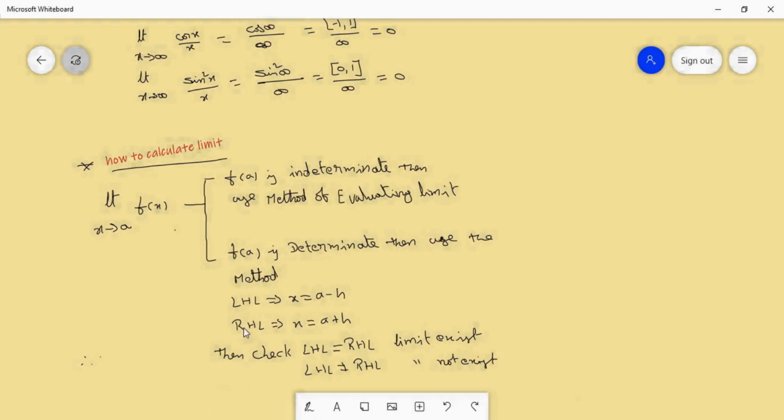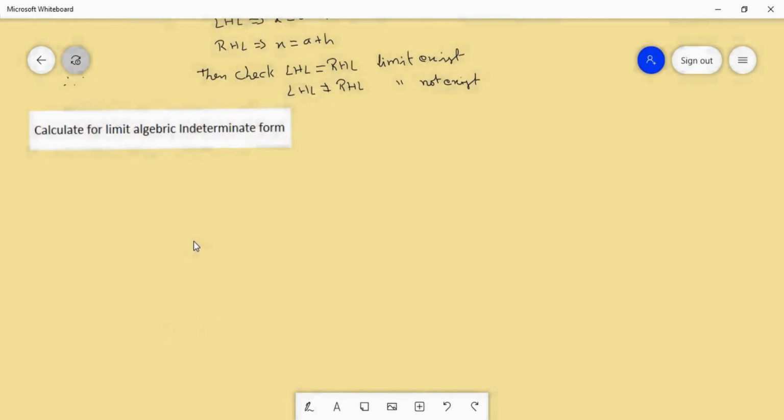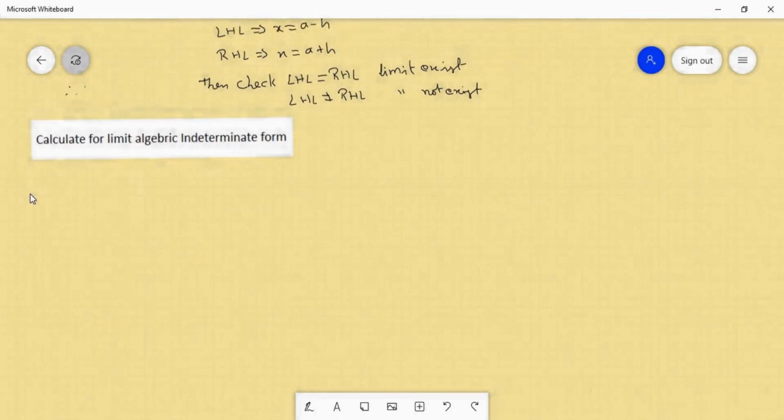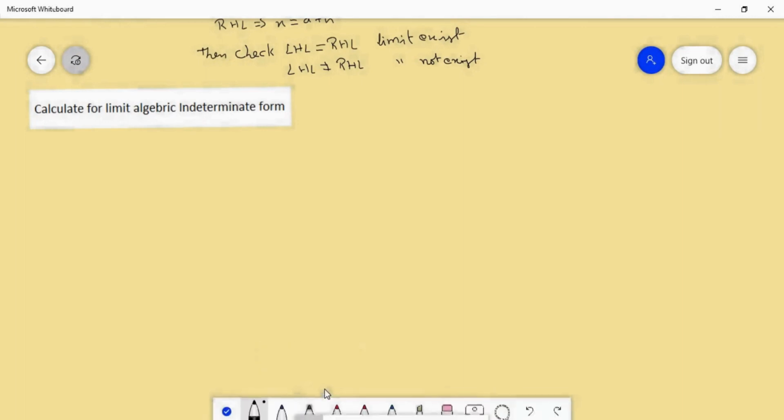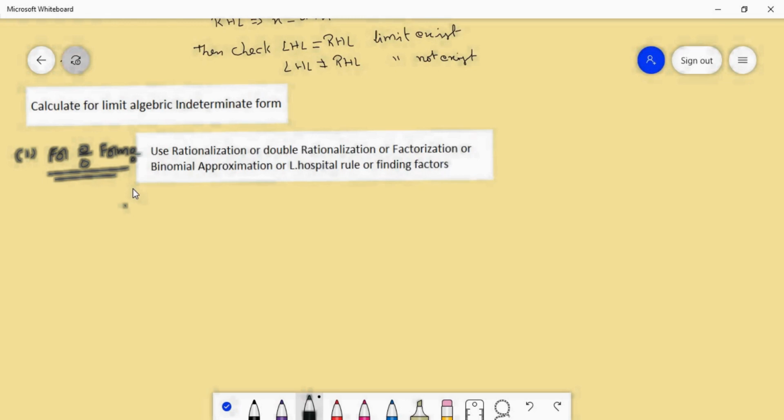Okay, so this is one of the points. Then, to calculate limits of algebraic indeterminate forms, the first one is the 0 by 0 form. For this, we have some cases: rationalize or double rationalize, factorization, binomial approximation, L'Hospital rule, or finding factors and canceling them. These are the steps. Let us take some problems.